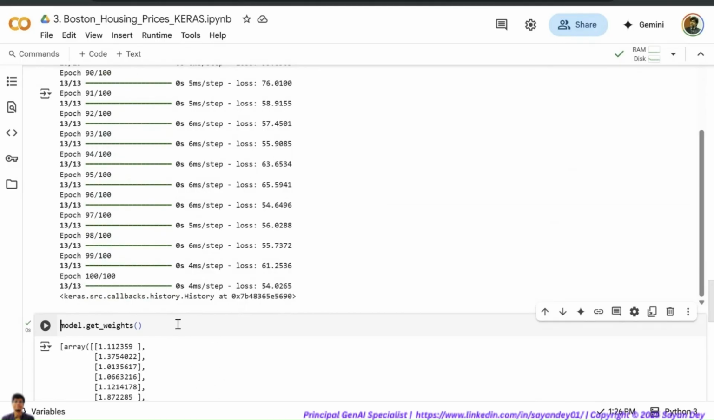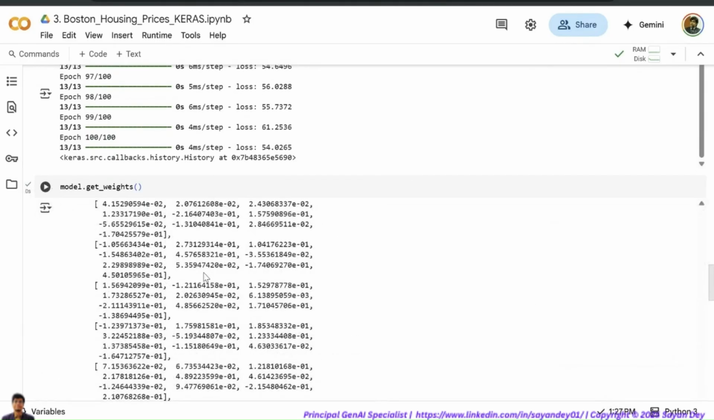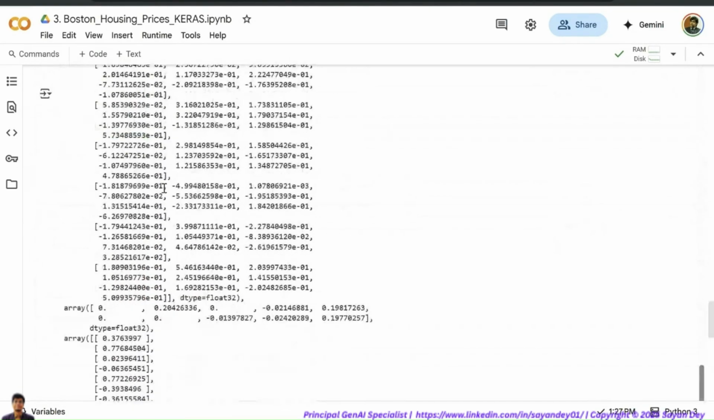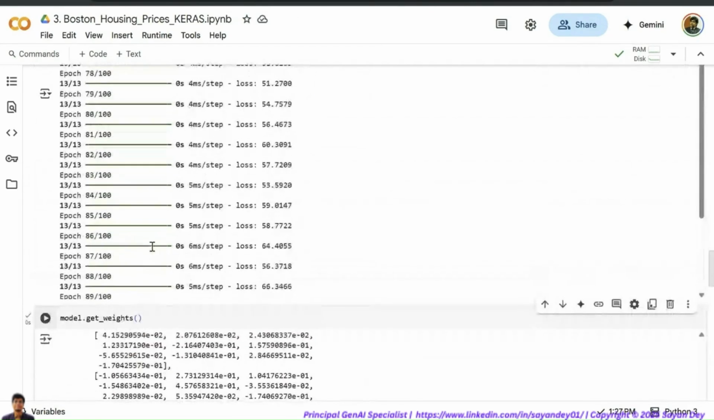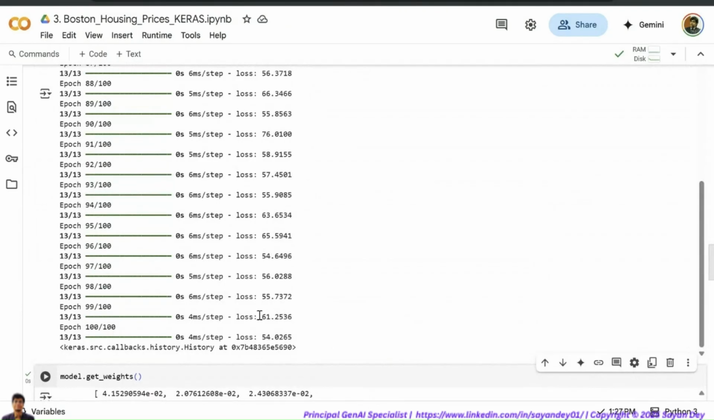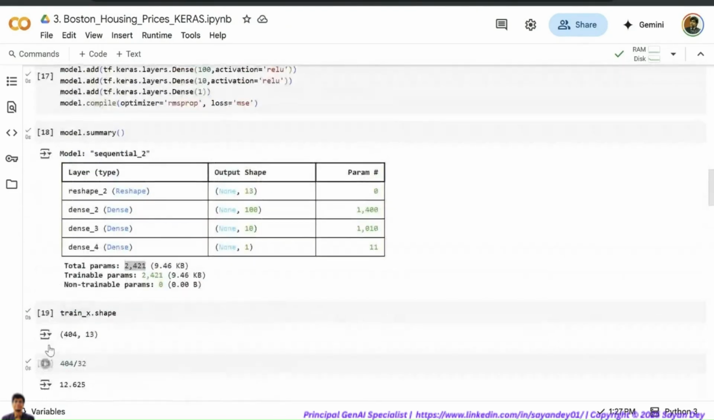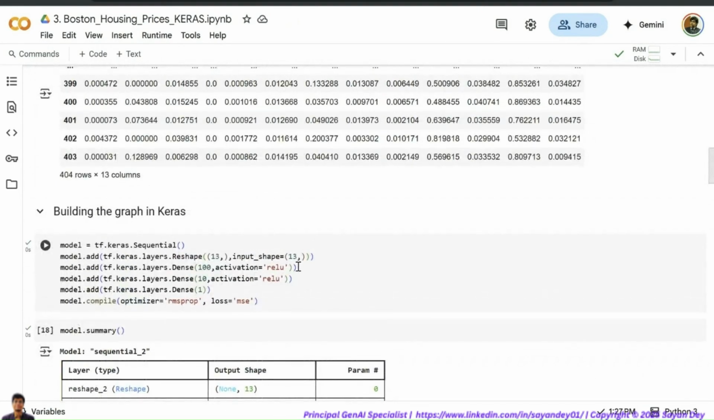So if you get the weights, let me see. Lots of weights are there. You can see very clearly there are 2,421 weights and biases. These are the numbers that we actually learned in the process. If you think there's scope to reduce the loss even further, you can train it more and try it out. These are the experimentations that you can keep doing.